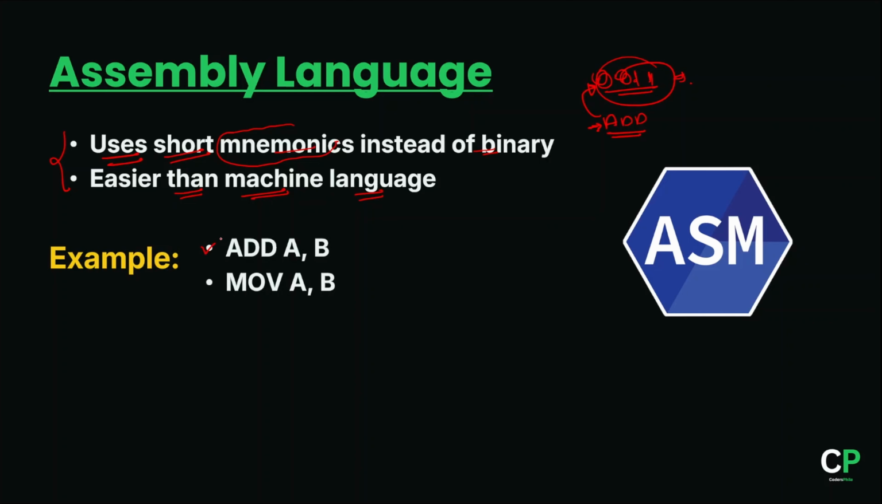For example, if we want to add two numbers, we simply write add A, B. If we want to move B to A, we write move A, B. But in machine language, we need to write these instructions in the form of binaries, and it is very difficult for humans to understand.